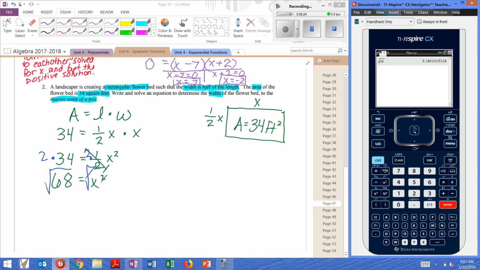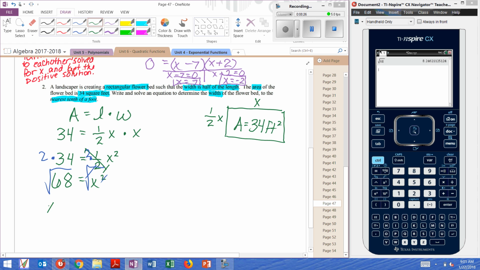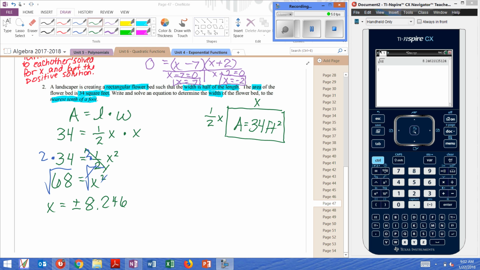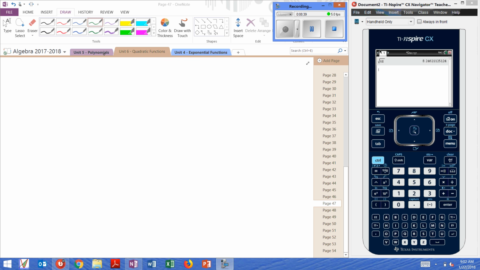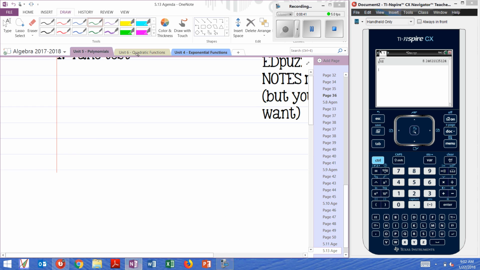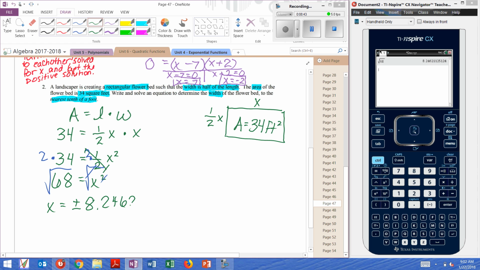And I get, I'm just going to write it like this, x is equal to positive or negative 8.24662, where'd my screen go? Here we go. 6211, and so on and so forth. It's irrational. That's why it goes on and on forever, no repeating.